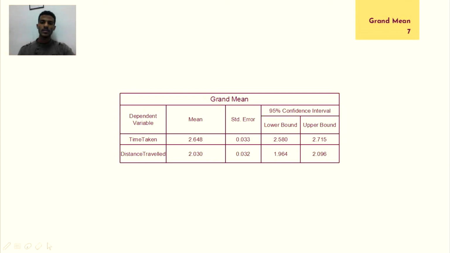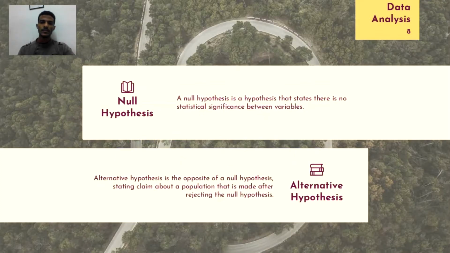Also here is this table describing the lower and upper bound. These data that we've got from our calculations. Finally, we have the null hypothesis and the alternative hypothesis. So what are these? The null hypothesis is a hypothesis that states there is no statistical significance between variables.